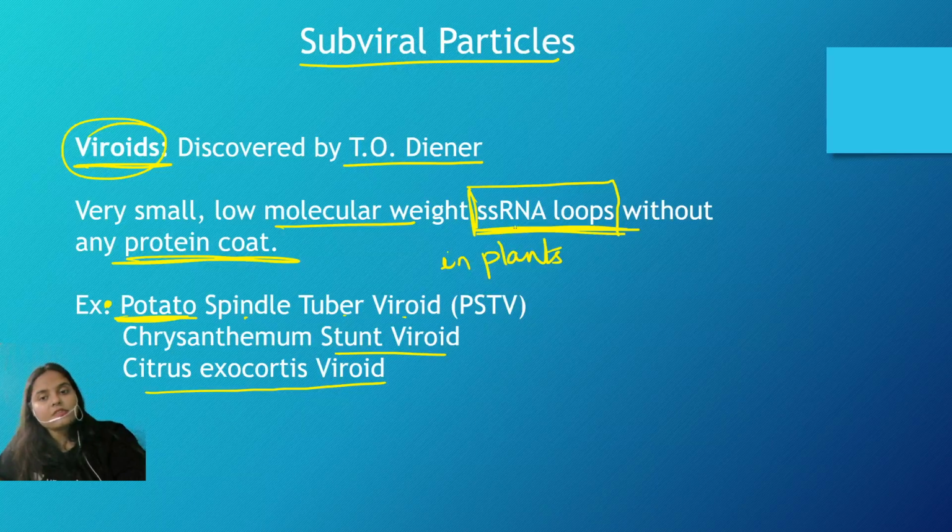That means single-stranded RNA loops without any protein coat, smaller than the virus. It is true that viroids always contain RNA as their genetic material, and the RNA is always single-stranded in nature, and the capsid is absent in their structure.